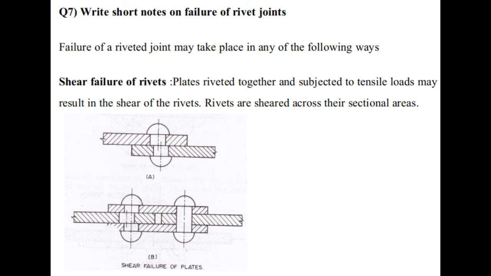In shear failure, what happens is that plates riveted together are subjected to a tensile load, and they result in the shear of the rivets. So rivets are sheared across their sectional area. You can understand shear like this: when you take a packet of potato chips, a Lay's packet, how do you open up the wrapper? That process of opening is called shear. So that is called the shear action. In this case also, shear failure of the rivets happens in the same way, by the shear action.